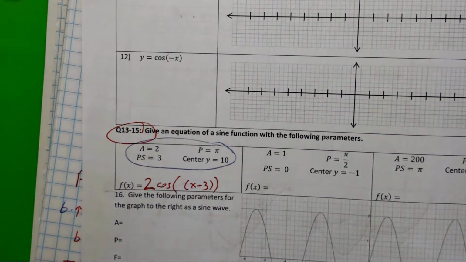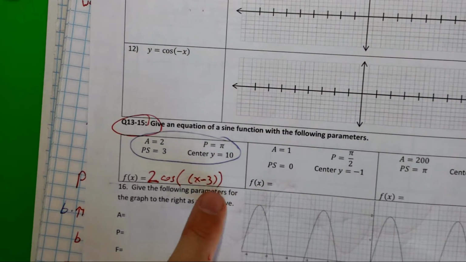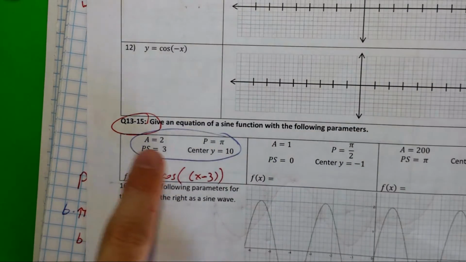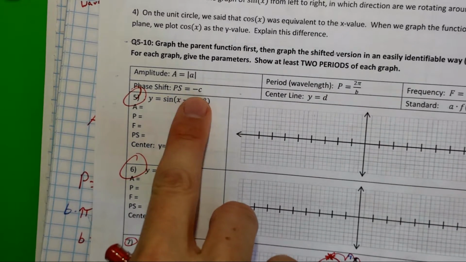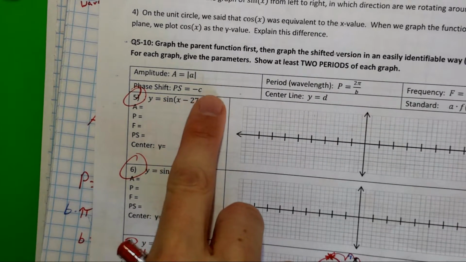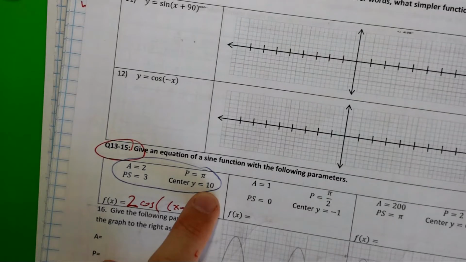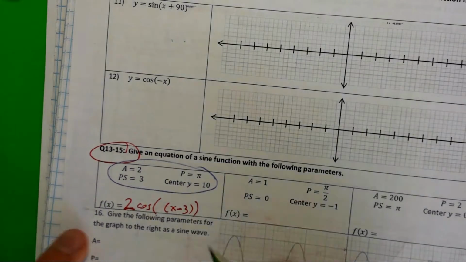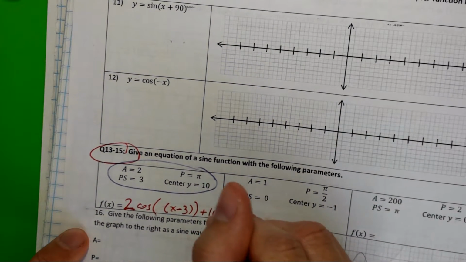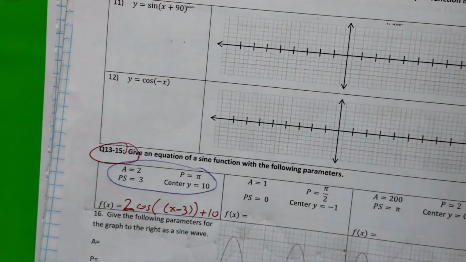And again, you can set that up as an equation if you really want to. You would have 3 equals negative c, which gives you c equals negative 3. And then the center, y equals d. So that d, which is the vertical shift, is going to be a plus 10. So those 3 parameters are really easy to fill in. Basically, you can just plug them straight into the equation.